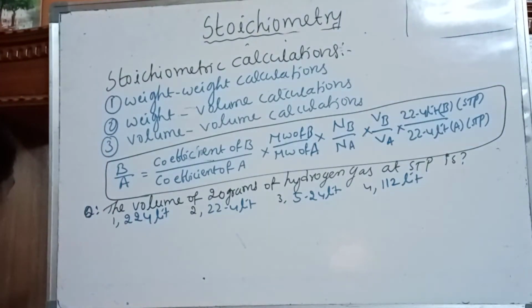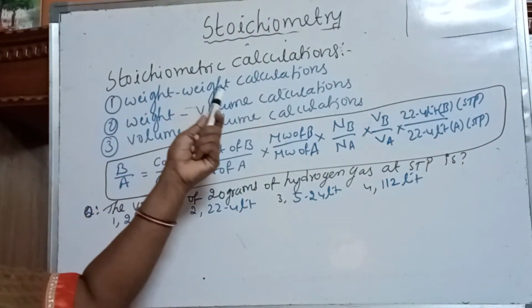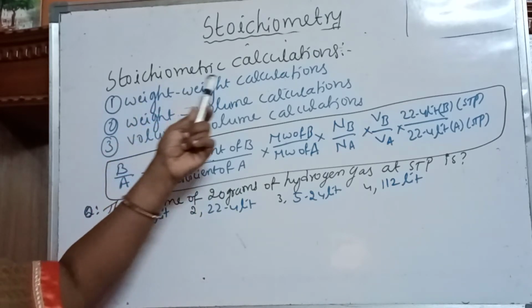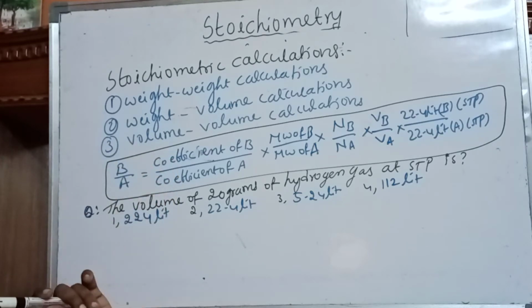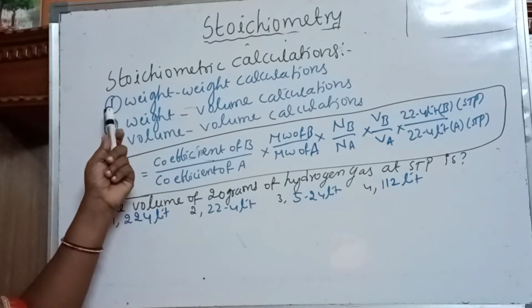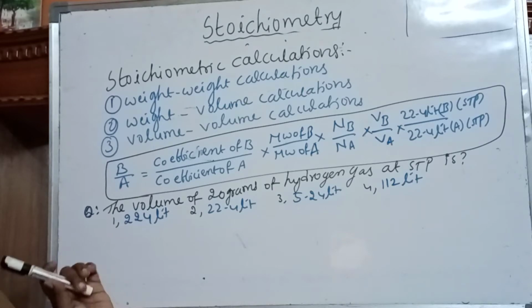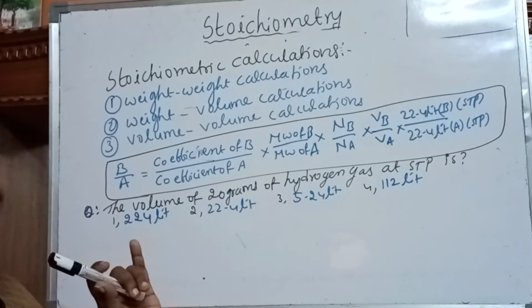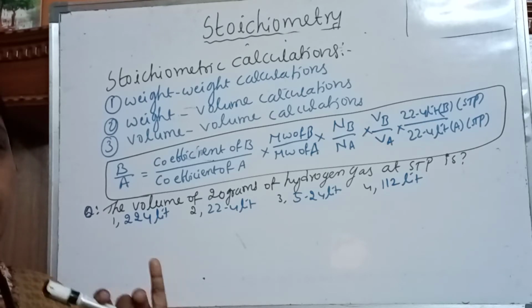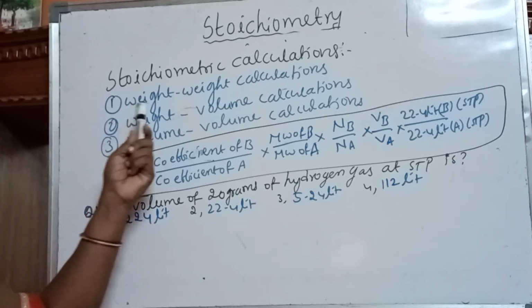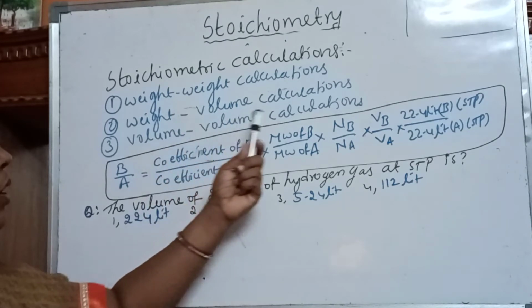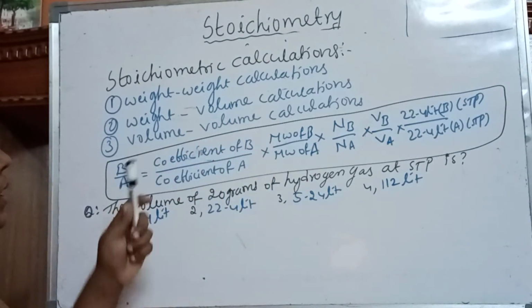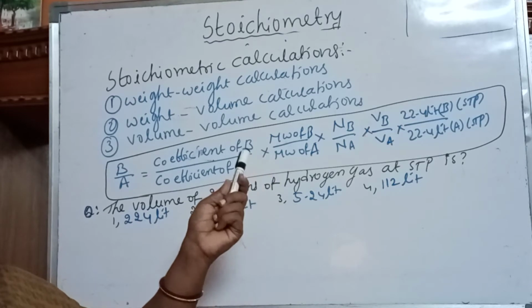See here, the next topic in this chapter. This is also very important for MCET. Stoichiometric calculations. Generally we have 3 types of stoichiometric calculations. They are weight calculations, weight-volume calculations, and volume calculations. Already you know that in chemical reactions, reactants and products are there. So stoichiometry means balancing of reactants and products.